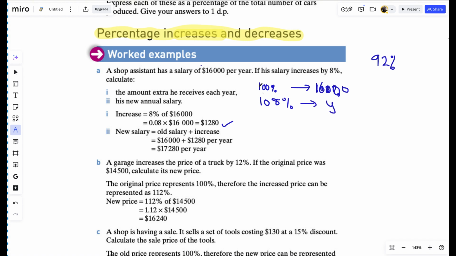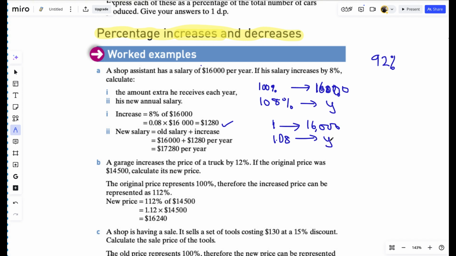This one, to make it easier, let's change it to multiplier. 100% means 100 divided by 100, which is 1. So we are technically saying 1 equals 60,000. What do we mean by that? To change anything to multiplier is to divide it by 100. So 108, if you change it to multiplier, will be 1.08. 1.08 is equal to Y. We don't know the amount.